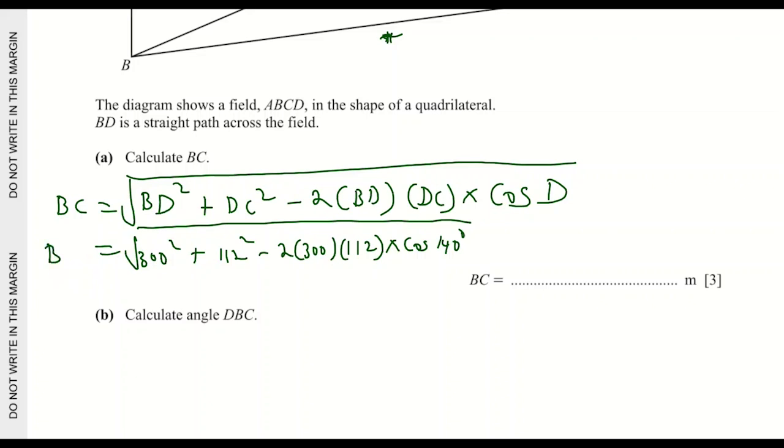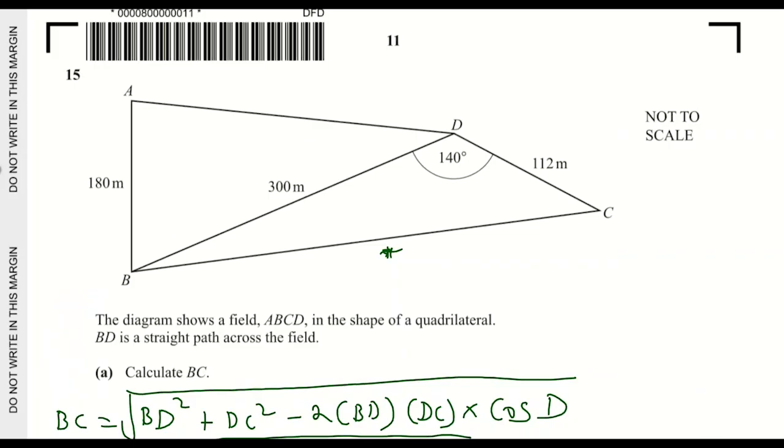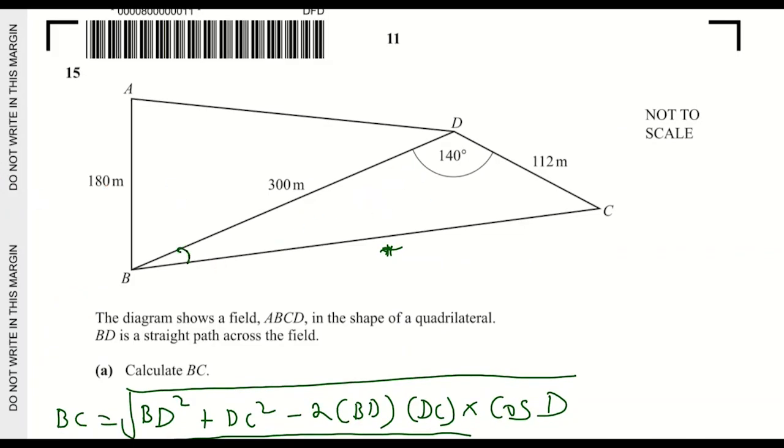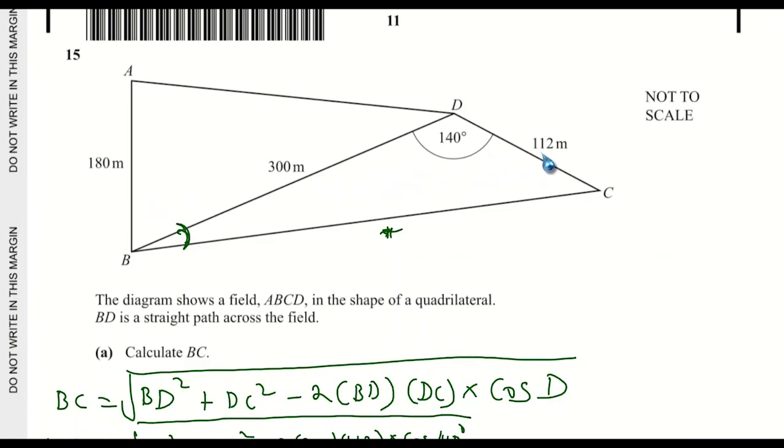If you input this into your calculator, you should get 392 meters approximately. Then part B, calculate angle DBC. We can use the sine rule. So 112 over sine of this angle DBC equals 392 over sine of 140 degrees. So that is the sine rule.